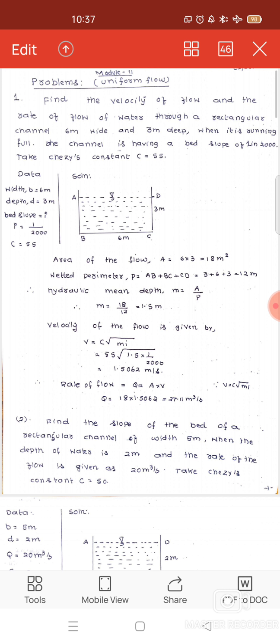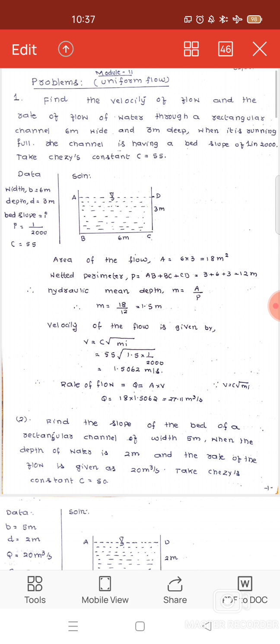So we can see the sketch of a rectangular channel which is having ABCD, and the width is 6 meter and the depth is 3 meter. So here we can see the given data. Width is 6 meter, depth is 3 meter, bed slope I is equal to 1 in 2000 and C is equal to 55. Area of the flow, for a rectangular cross section, is 6 into 3, that is B into D. 6 into 3 is 18 meters square.